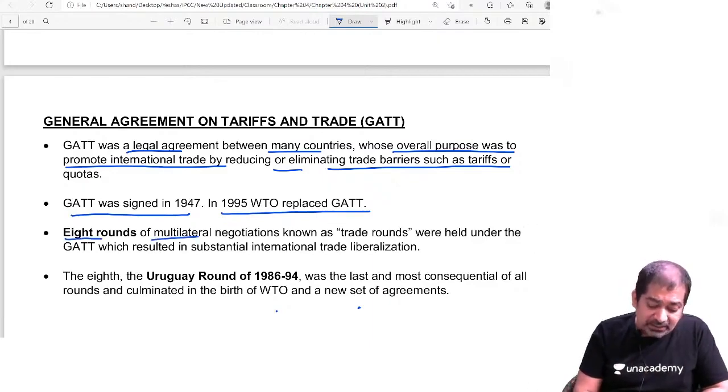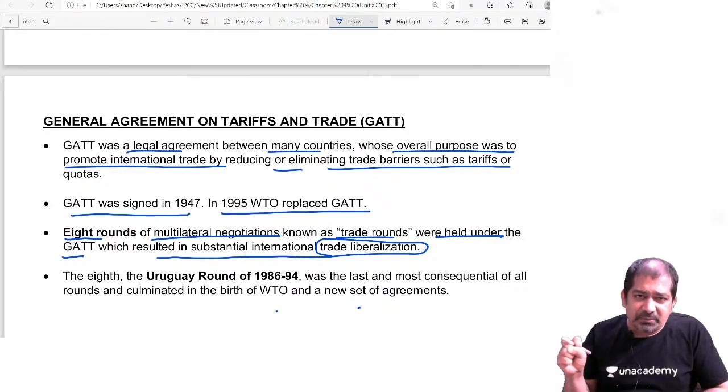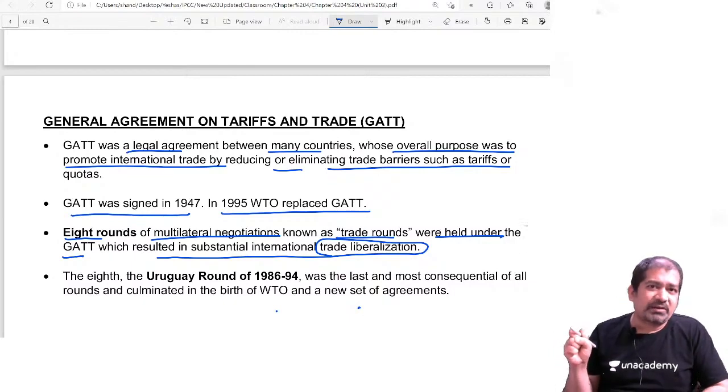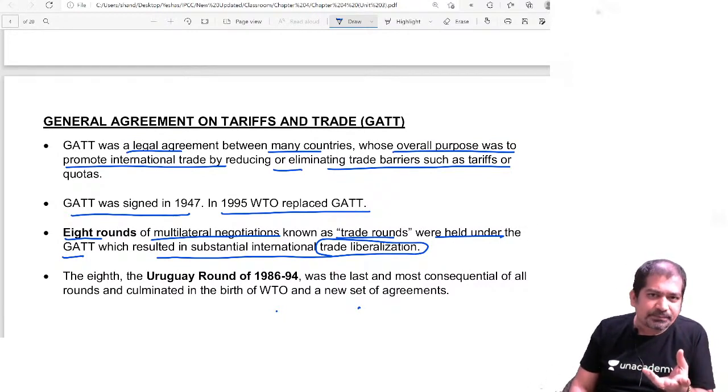Eight rounds of multilateral negotiation known as trade rounds were held under GATT, which resulted in substantial international trade liberalization, because this agreement was with regard to liberalizing trade. If a country is controlling its trade very strongly, then neither will the foreign firm benefit from you nor will your country benefit. So liberalization is the first work that you have to do in order to become a part of the global economy. That's what Manmohan Singh did in 1991.